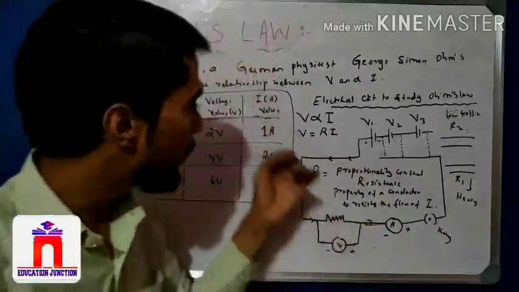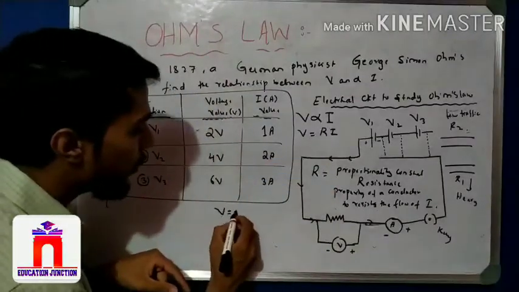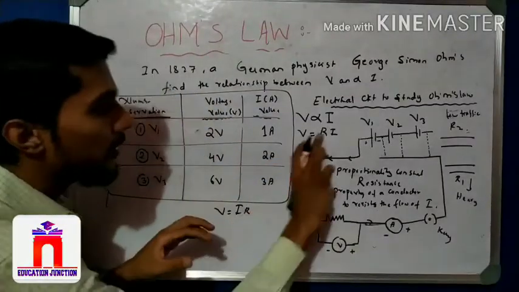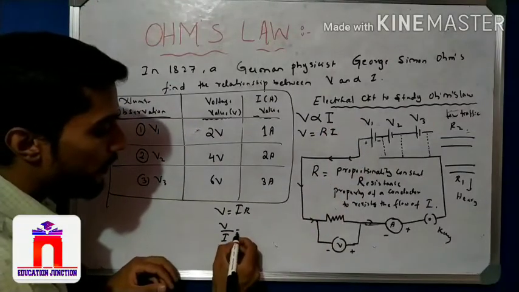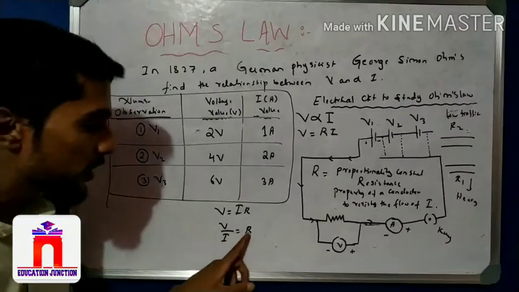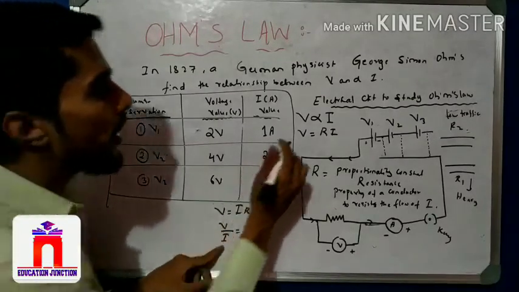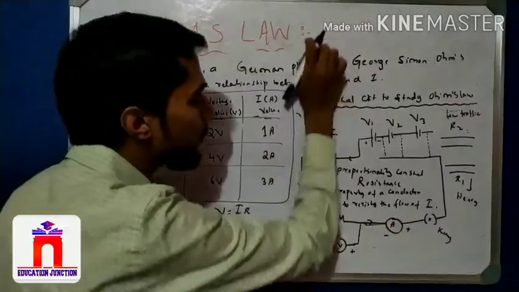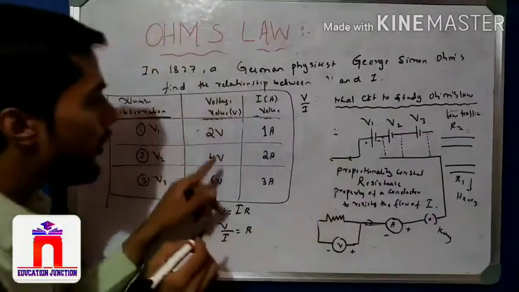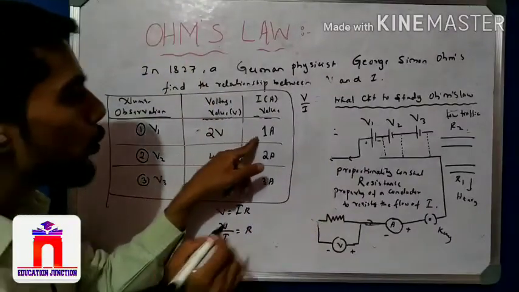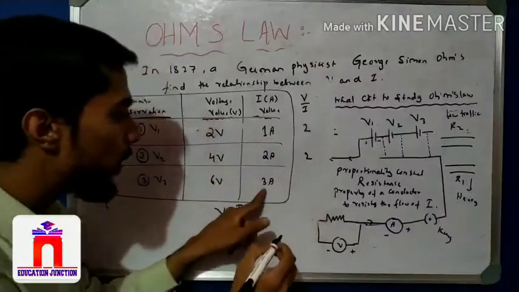Observe here. What is the formula? V is equal to IR. It can also be written as V by I is equal to R. So resistance is nothing but the ratio of V by I. See here, what is V by I? V is 2 and I is 1, so 2 by 1 is 2. 4 by 2 is 2. 6 by 3 is 2.